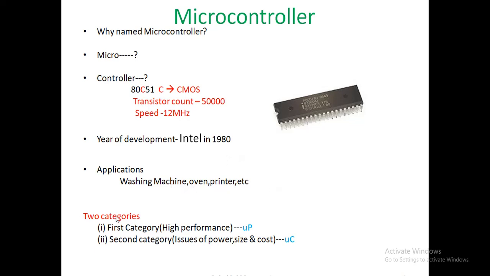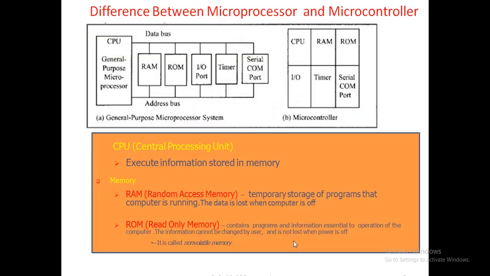There are two categories into which we can divide where the microprocessor and microcontroller can be used. In the first category, wherever high performance is more essential, we prefer a microprocessor. In the second category, wherever there are issues of power, size and cost, and for compact applications, we use a microcontroller.